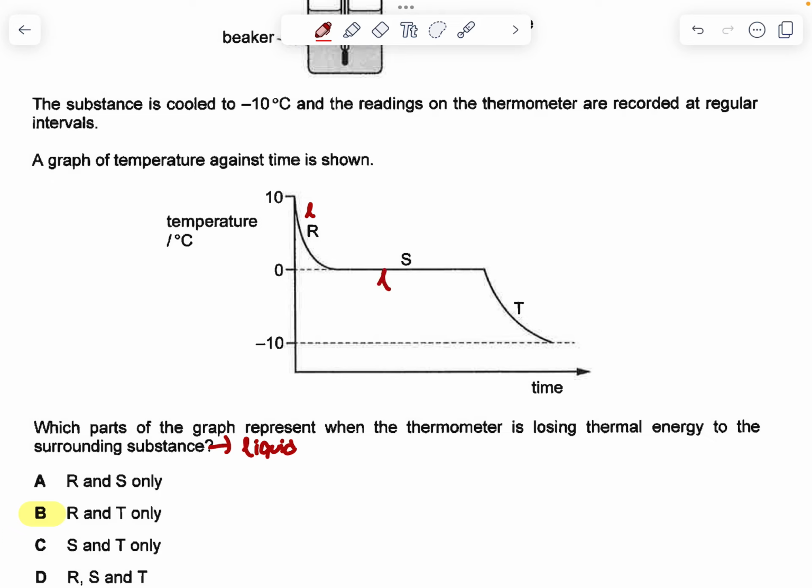As it starts to cool, it undergoes a state change, liquid plus solid, which is freezing. And finally, at T, it should be a full solid. At S is when there's a change of state. And we know that the change in temperature will be 0. So if there's no change in temperature, the thermometer will not give out any thermal energy as well. So the parts where the thermometer is losing thermal energy to the surrounding substance must be only R and T.